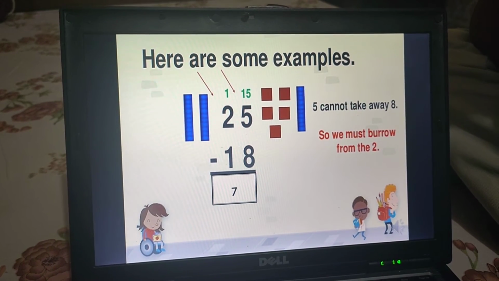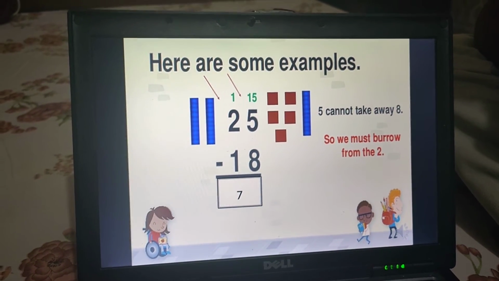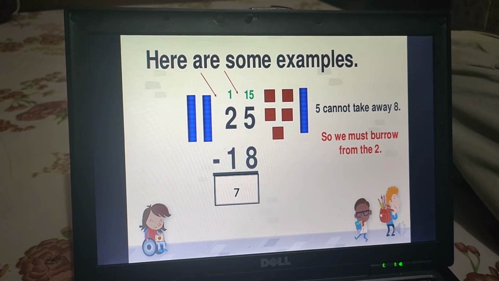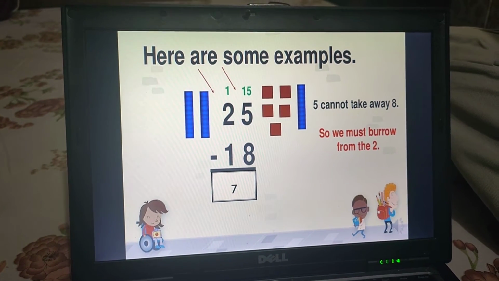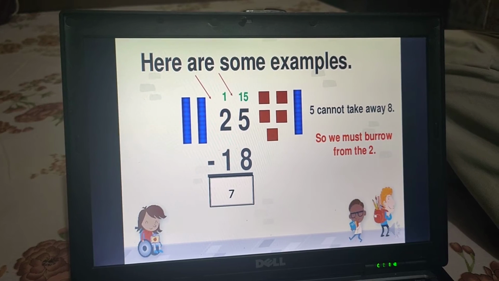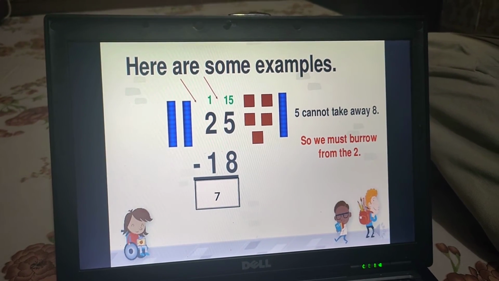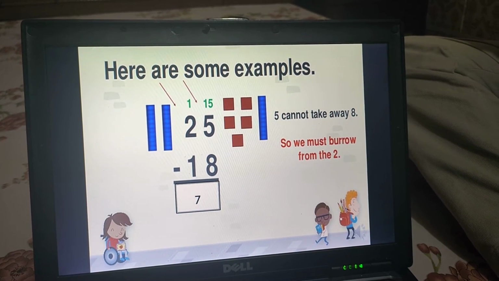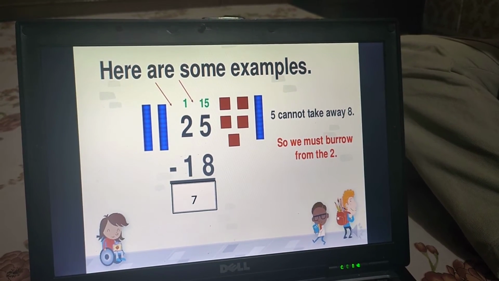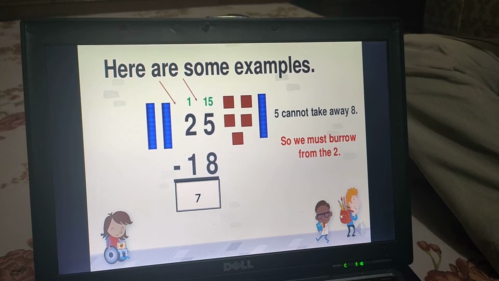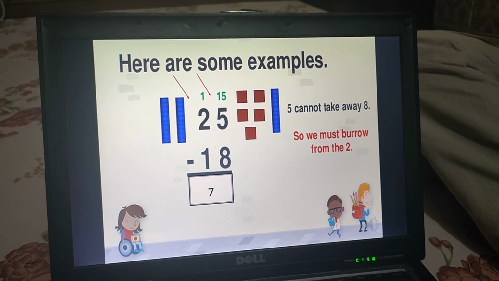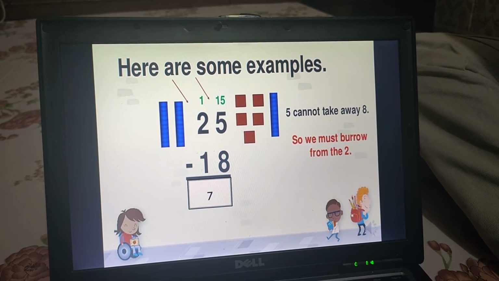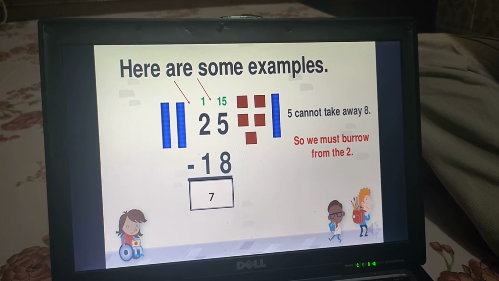And here 2 will become 1. So 1 minus 1, again same number we are subtracting, so that means 0. As we know that we have borrowed something from 2, so 2 will become 1 and 1 minus 1 is equal to 0. So the answer is 25 minus 18 is equal to 7.